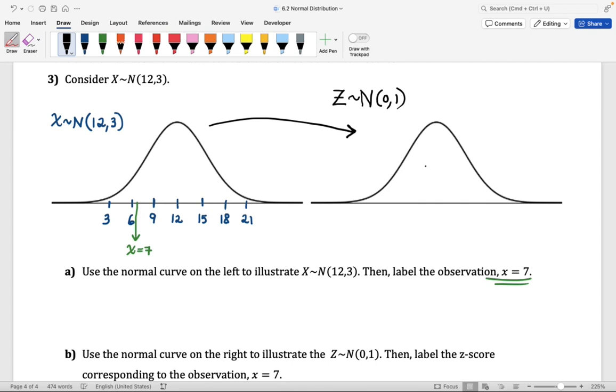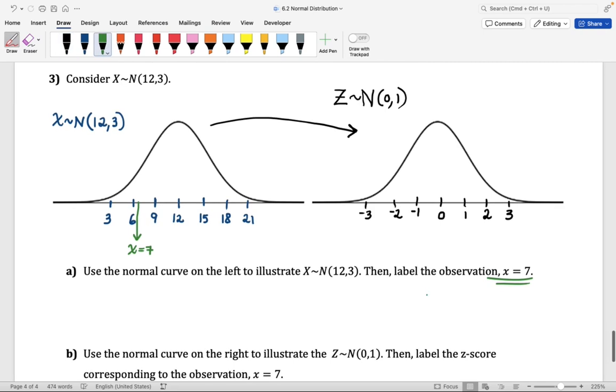So let's use the curve here on the right to illustrate the standard normal distribution. So we're going to have 0 at the center. The first standard deviation to the right is 1. The second standard deviation to the right is 2. And the third standard deviation is 3. Now let's go ahead and mark 3 standard deviations on the left. We should have -1, -2, and -3.